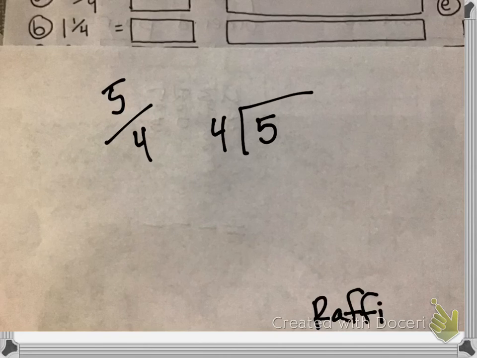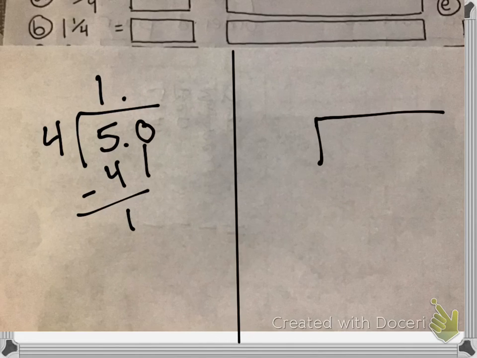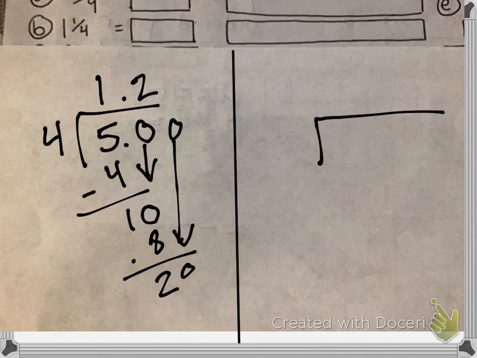But I'm going to show you how to solve this 2 different ways. So the first way, we have 5 divided into 4 groups. 4 goes into 5 one time. 5 minus 4, we get 1. We bring our decimal. How many times does 4 go into 10? 2 times. That is 8. We get 2. We bring this down. How many times does 4 go into 20? 5 times. That's 20. We end. We get our answer to be 1.25.